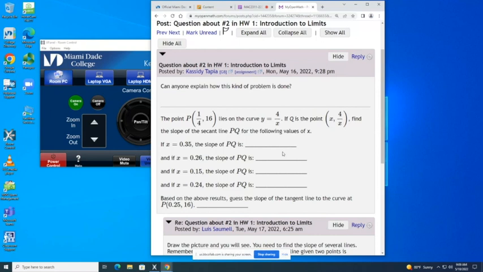So the idea here is, if you look at the x values, what's happening to the x values? We have the point P, x equals 1 over 4, right? Now, if you look at these two values, what can you say about them? 1 over 4, by the way, is 0.25. What is this number? It's increasing. It's 0.35. And then this one, 0.26.